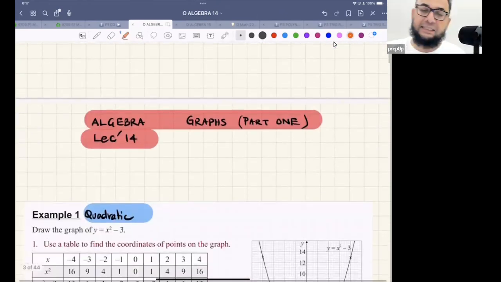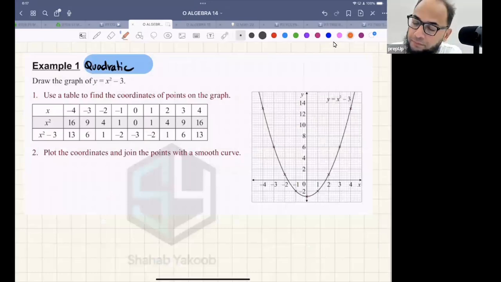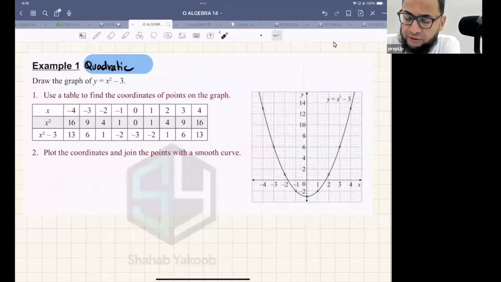So now let's get started with the sketching part. Let's look at this. That is the first one. It says, draw the graph of y equals x squared minus 3. Now we will focus on sketching the graph. So draw the graph of y equals x squared minus 3.